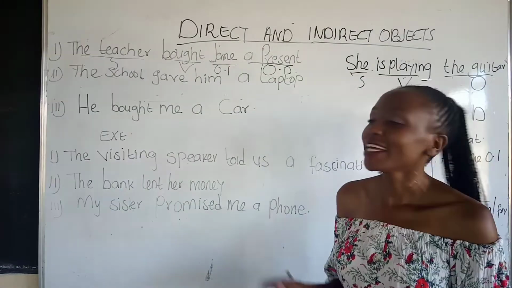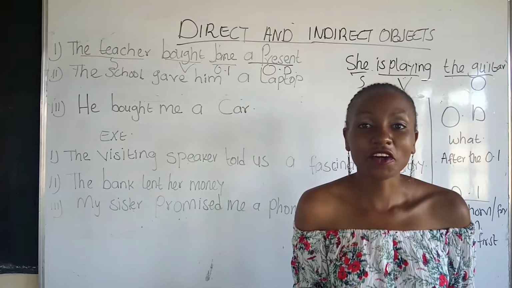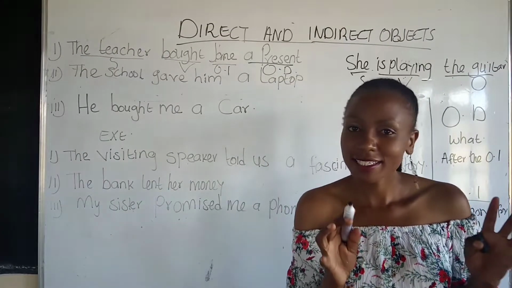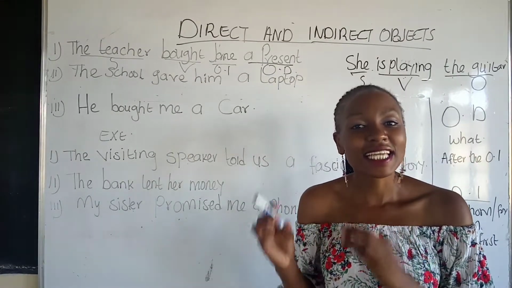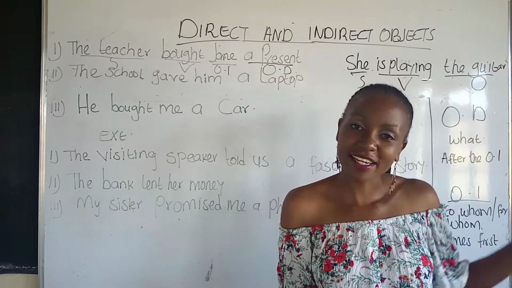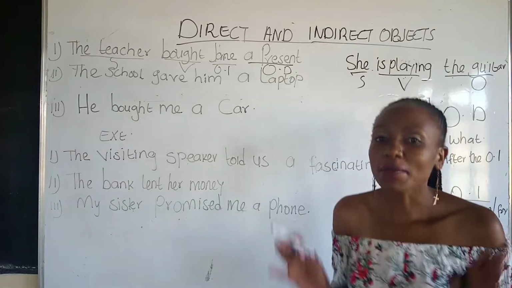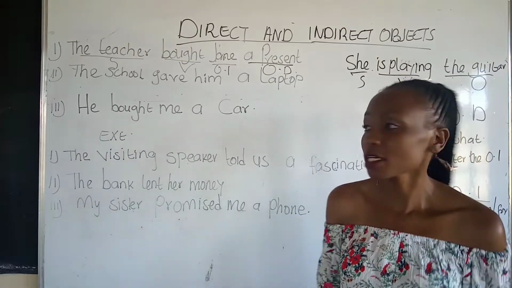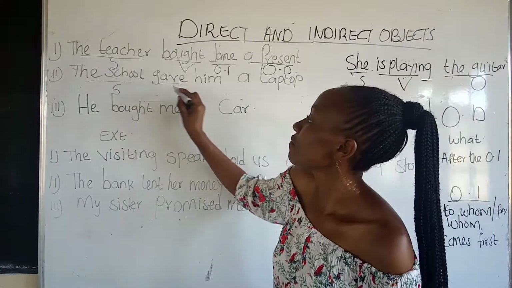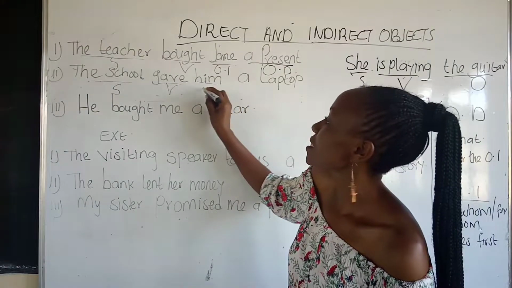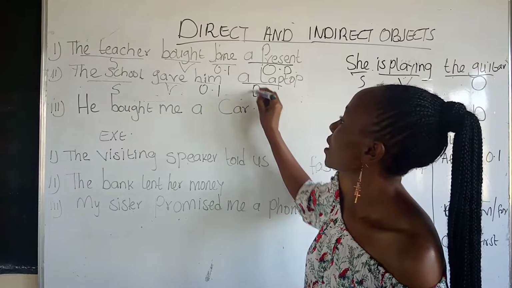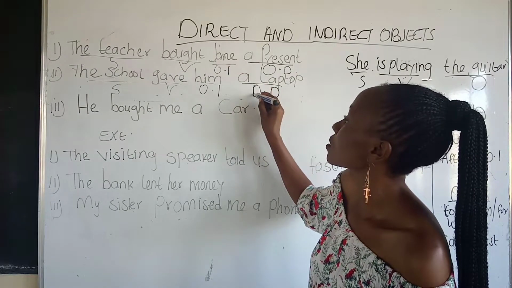Number two, let us use the second method. The school gave him a laptop. In this case, we say the indirect object usually comes first, and then it is followed by the direct object. So I'm going to analyze even without checking or reading. I'll say this is the subject. This is the verb. This is the indirect object. And this is the direct object.